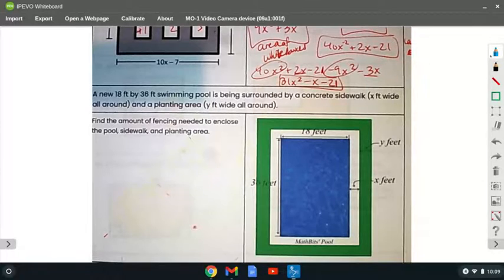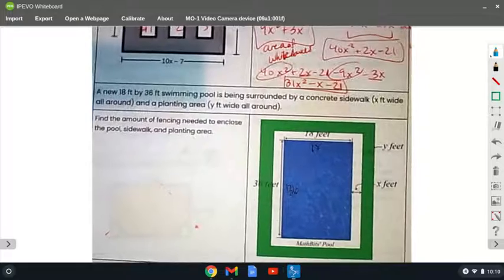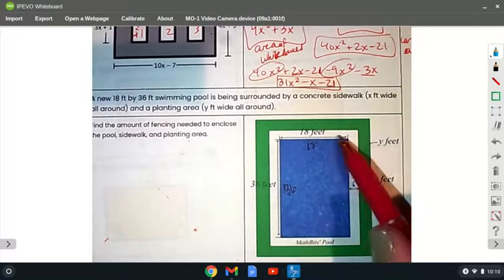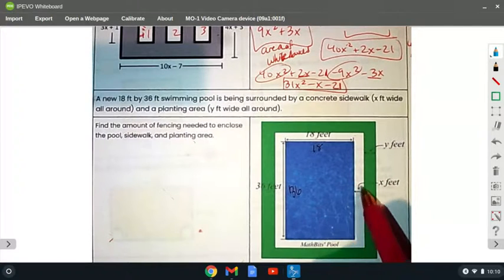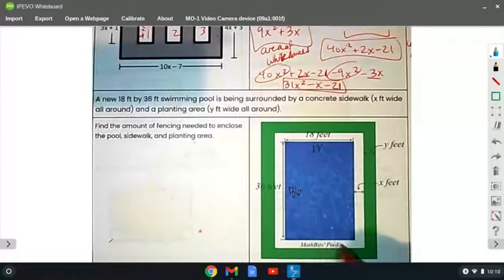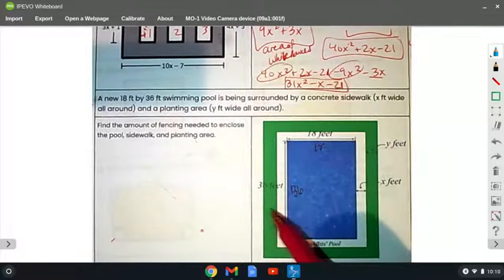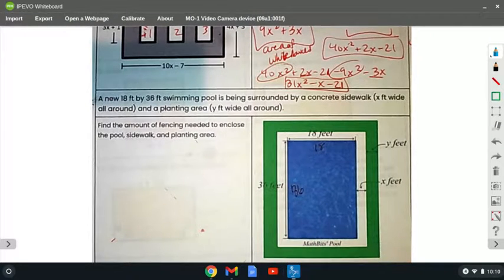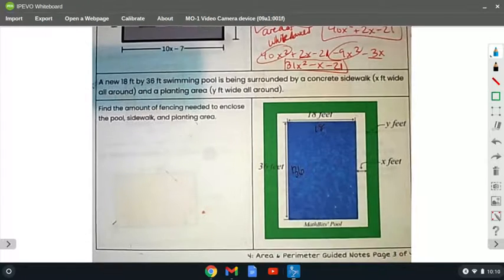They're giving us this swimming pool. It's 18 feet by 36 feet. So this is 36, this is 18, okay? It's surrounded by a concrete sidewalk, so that's the white. The sidewalk is x by x. So the width here on the sidewalk is all the value of x. And then there's a planting area around in green, and this width is all y. So I need to figure out how I would go about fencing in this whole area. So the green, white, and blue all included here.